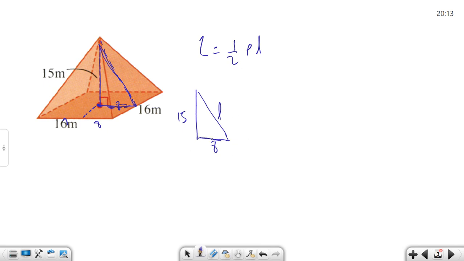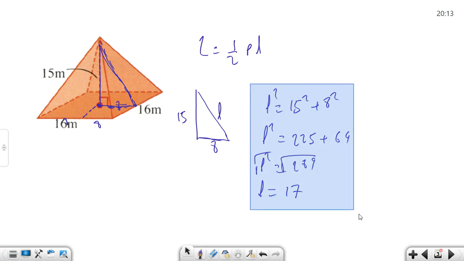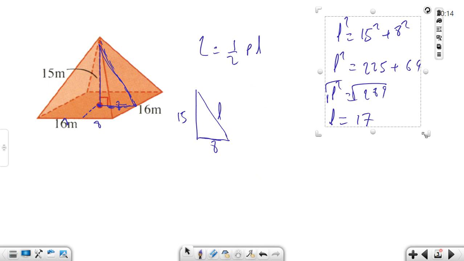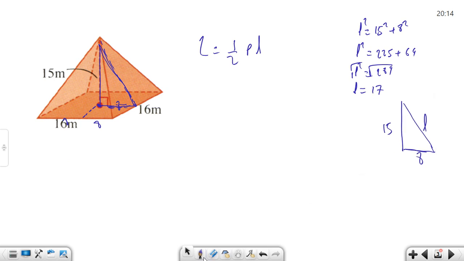Let's call the slant height L. So we can use the Pythagorean theorem to calculate L. L squared equals 15 squared plus 8 squared. L squared equals 225 plus 64. L squared equals 289. If you use the square root, L equals 17. So I get the slant height. Let's keep that, the Pythagorean theorem we use to calculate slant height. Sorry, I forgot to lock that shape. And use that one here.